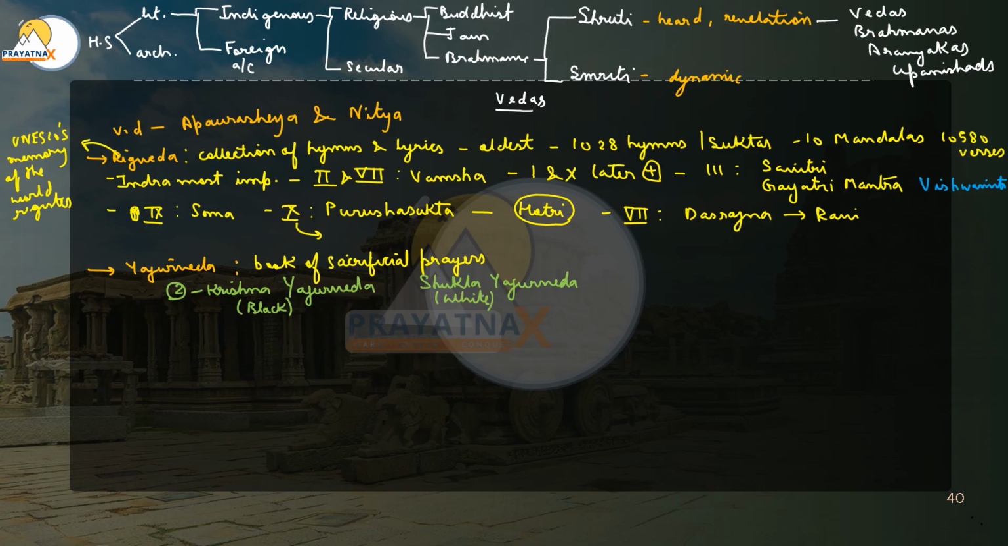This contained prose explanation in a very clear and arranged way. This contained mantras, prayers, and sacrificial formulas. Now, out of this, the Krishna Yajurveda contained Kashtak, Kapishthal, Maitrayani, and Taittiriya, whereas Shukla Yajurveda contained Vajasneyi.